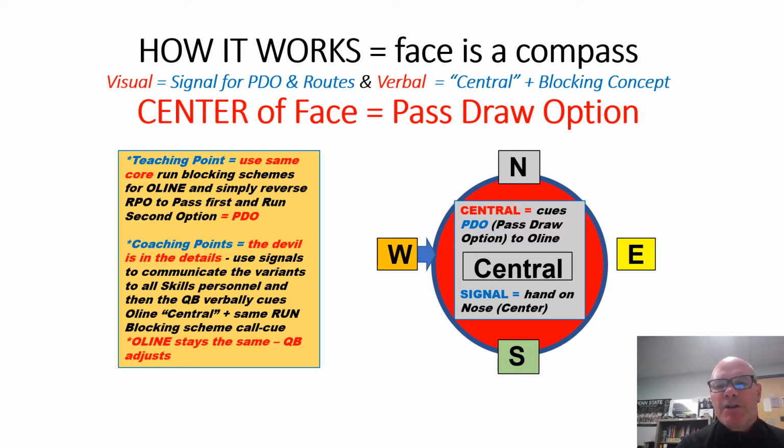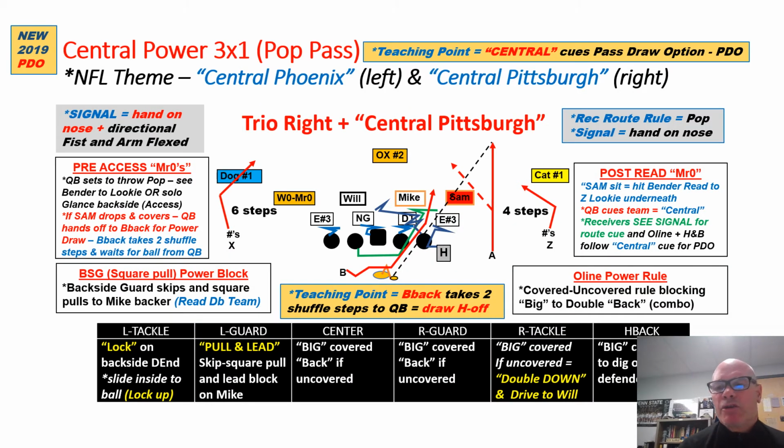What we're going to do is signal with your hand on your nose, and that tells the receivers and the backs that we're doing pass draw option. It also tells the receivers that they're running their pop RPO route concept. We're just using our same core RPOs, but we're going to reverse the read sequence: we pass set and go pass first, and then we'll go to our draw option or run option second.